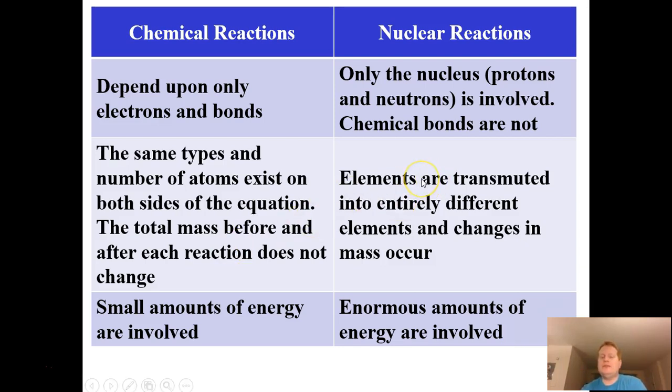In a nuclear reaction, we don't have the same elements on both sides. We actually made entirely new elements. And also there are some changes in mass that occur over the course of the reaction. And then finally, in a chemical reaction, relatively small amounts of energy compared to the enormous amounts of energy that come in nuclear reactions that make our nuclear bombs and nuclear power. The sun itself is one giant nuclear reaction that's been going on for years that provides just unimaginable amounts of energy. So that's it for the differences between chemical reactions and nuclear reactions.